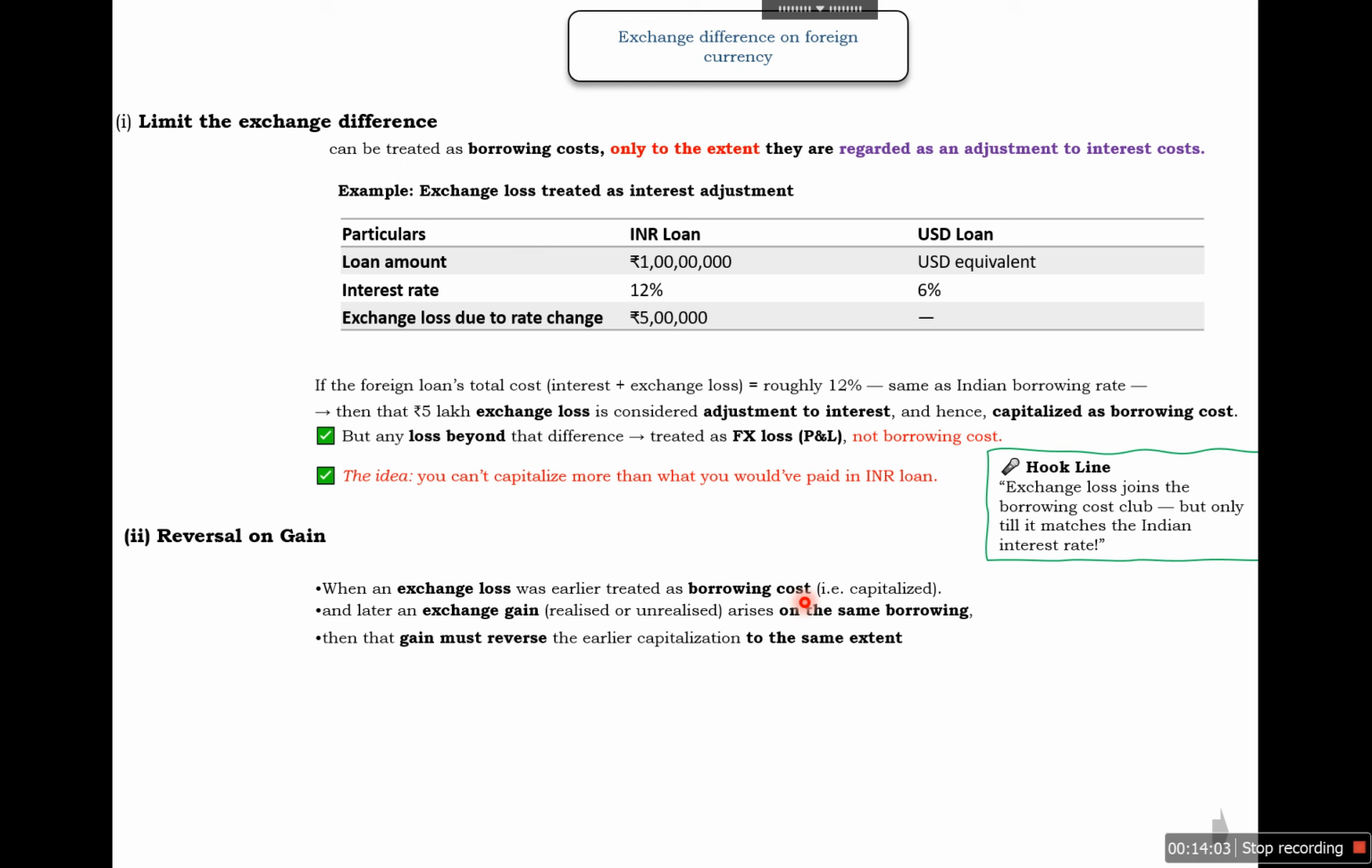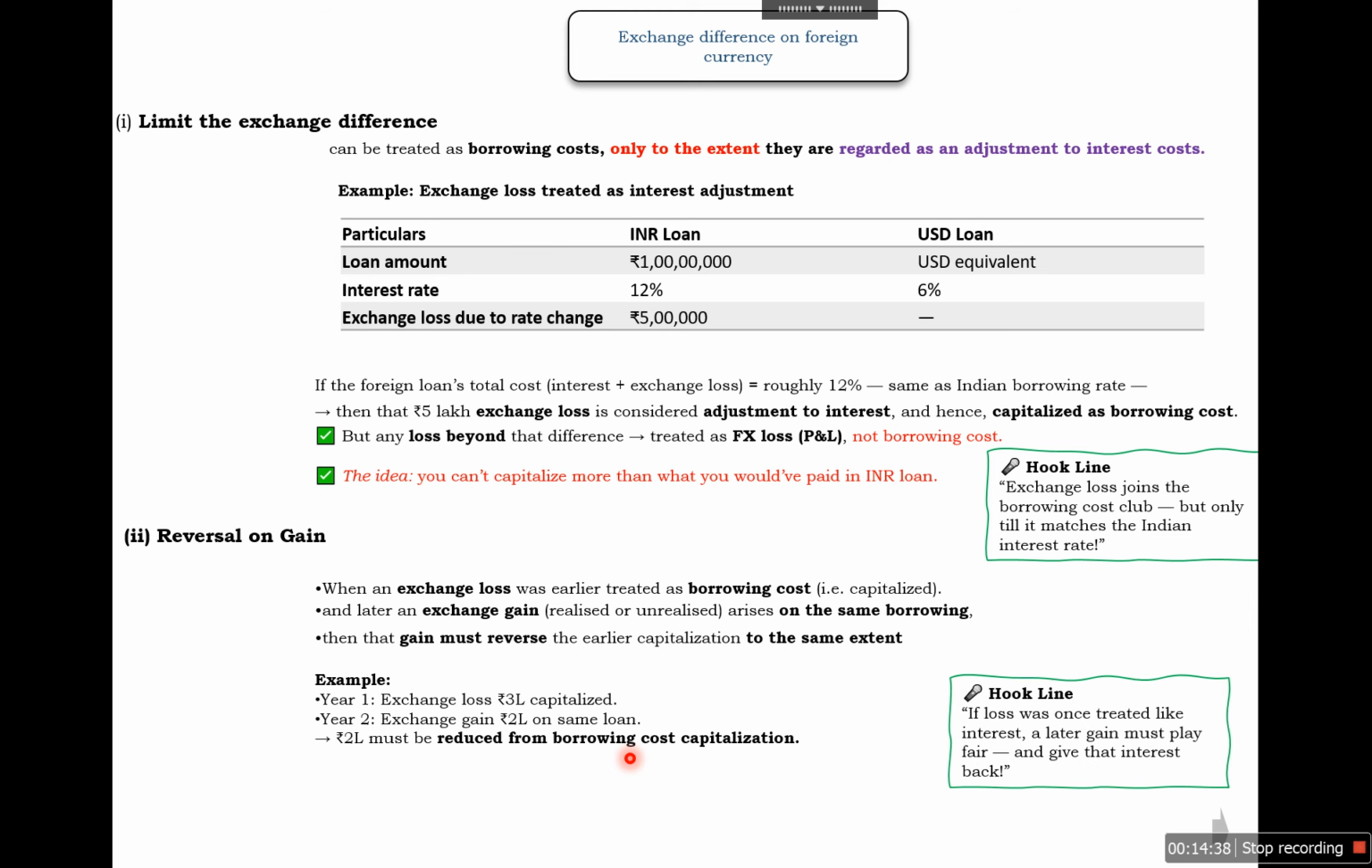reverse the cost also. In the first year, if we have booked the cost, and in the second year there is a gain, Ind AS 23 says that the gain must reverse the earlier capitalization to the same extent. For example, in year 1, there is an exchange loss of 3 lakhs that we capitalize. And in year 2, there is an exchange gain of 2 lakh. In that case, we need to reverse the 2 lakhs, reducing the 2 lakhs from the borrowing cost that we have capitalized earlier.